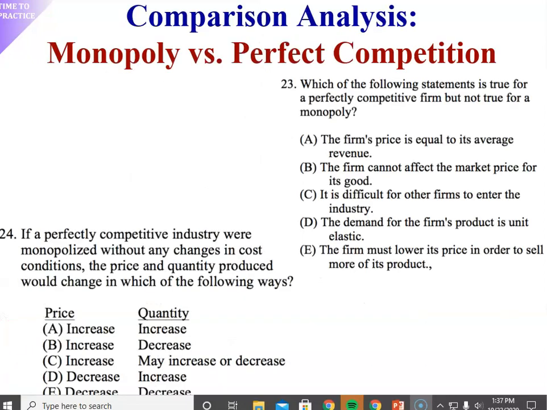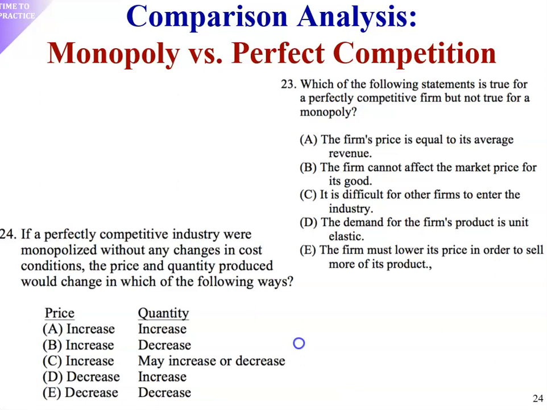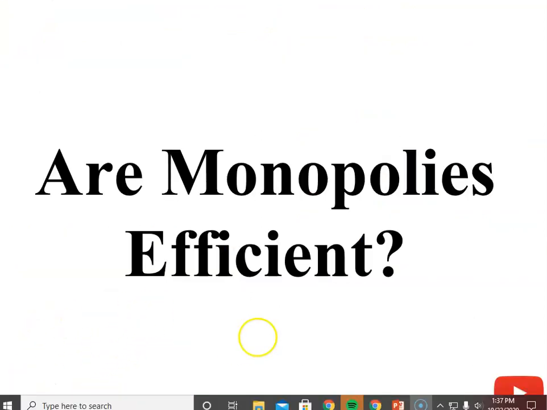These questions compare monopoly to perfect competition. So in a perfectly competitive firm, question 23, the firm cannot affect the market price. They're market takers. If a perfectly competitive firm were monopolized, the answer to this question would be B, the price would increase and the quantity would decrease. Are monopolies efficient?